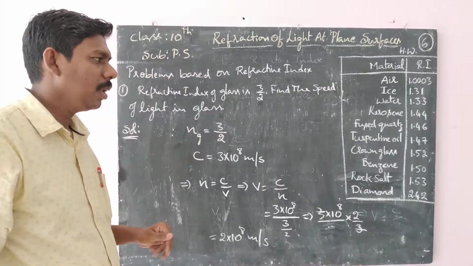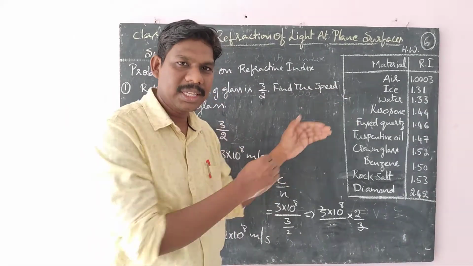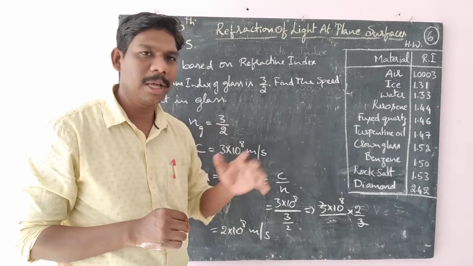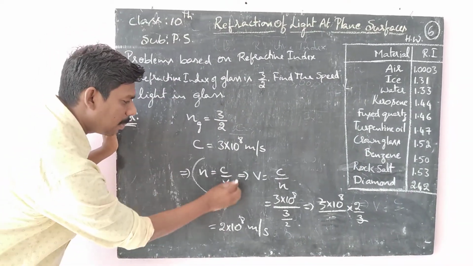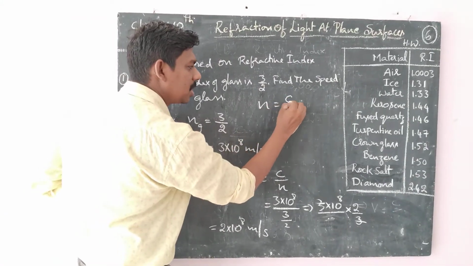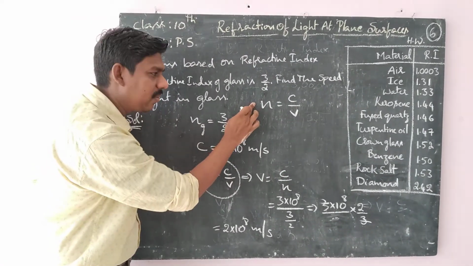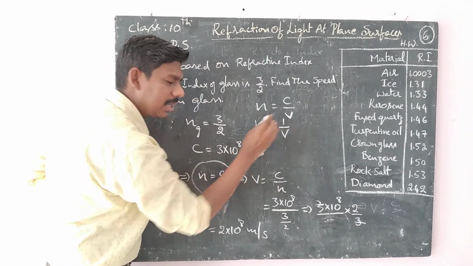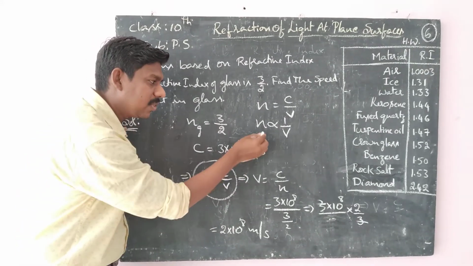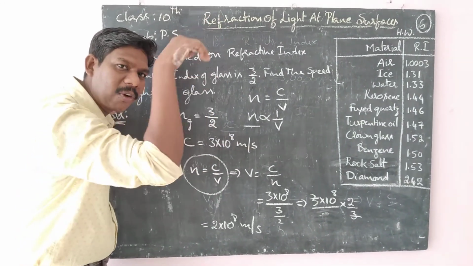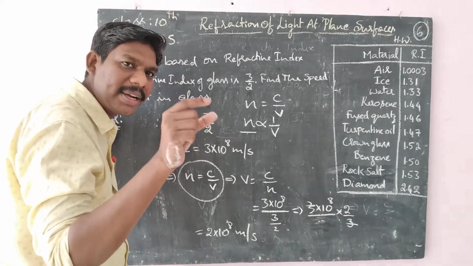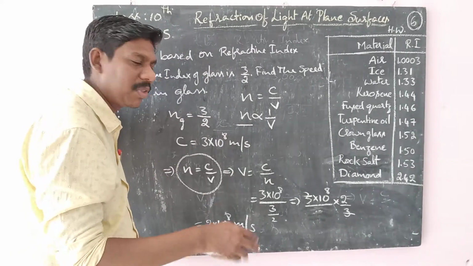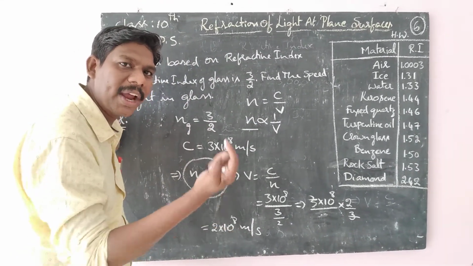Now, just based on the table, we can say in which medium the speed of light is more or less. Did you observe the relation n equal to c by v here? Now what is the relation between refractive index and v? Simply inversely proportional. That means if the refractive index value increases, the speed of light decreases. That means if the optical density of a medium increases, the speed of light reduces. If the refractive index value decreases, the speed of light increases.